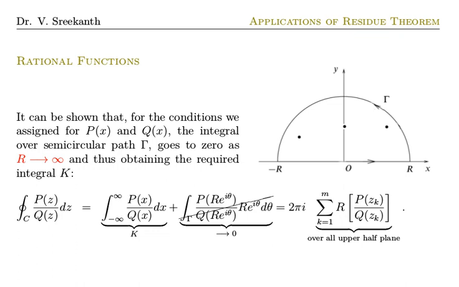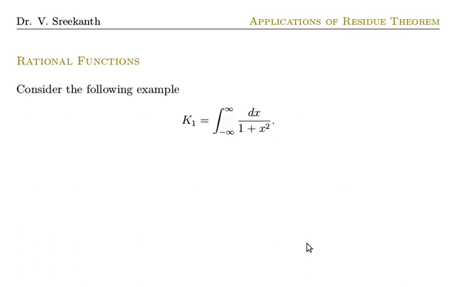We will explicitly show how it goes to 0 through examples, when it will be clear. First, consider the following example. K1 is equal to the integral from minus infinity to infinity of dx by 1 plus x square. This integral can be solved in different ways also, but for illustrative purposes, let us take this simple integral.